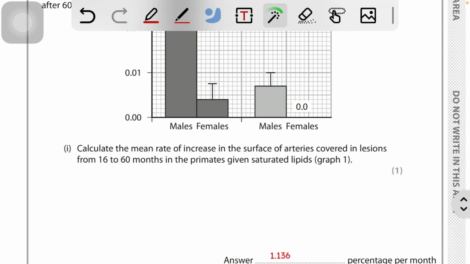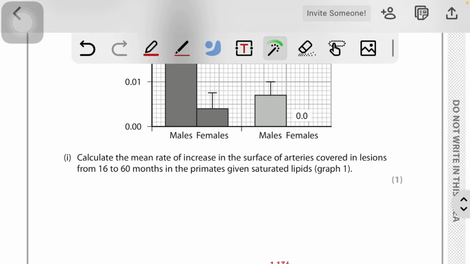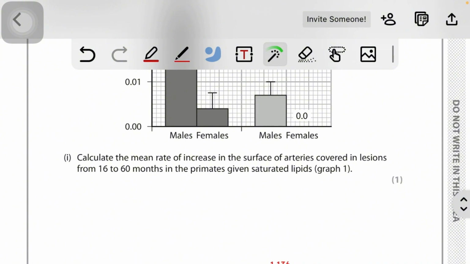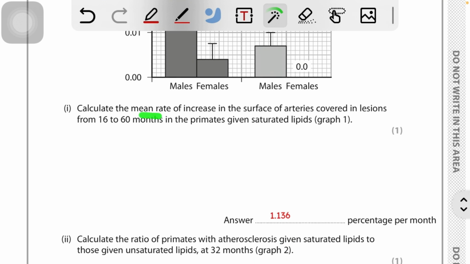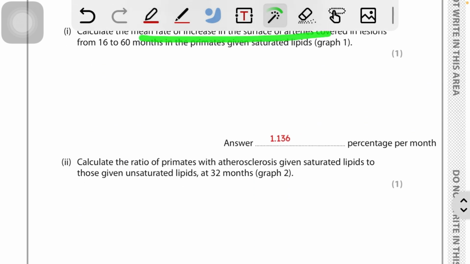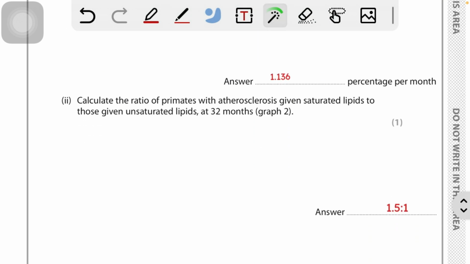Okay, so it's a question now. Calculate the mean rate of increase in the surface of arteries covered in lesions from 16 to 60 months in the primates. So we just need to calculate the rate of increase in the surface. Okay, it's just easy. 1.136.